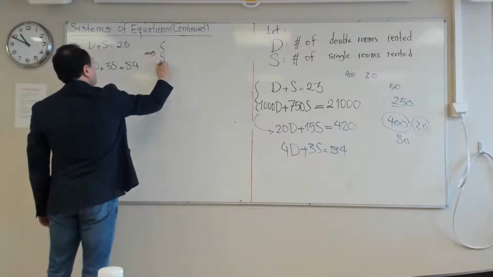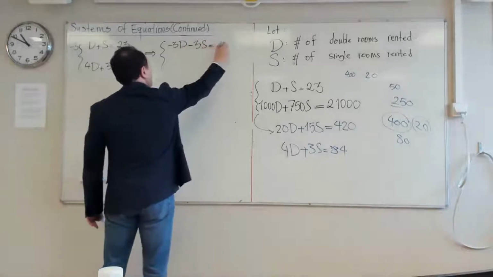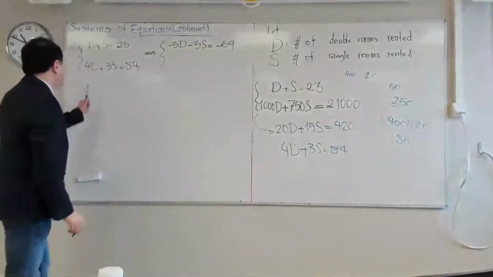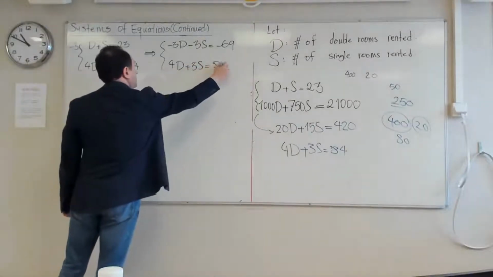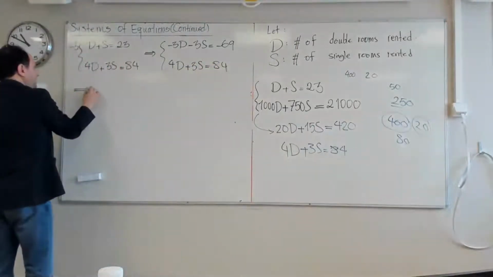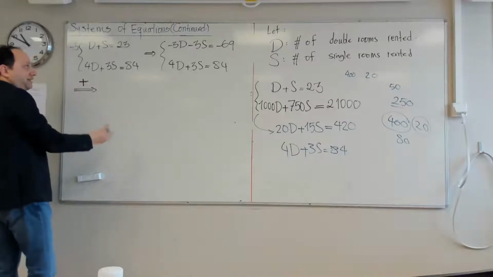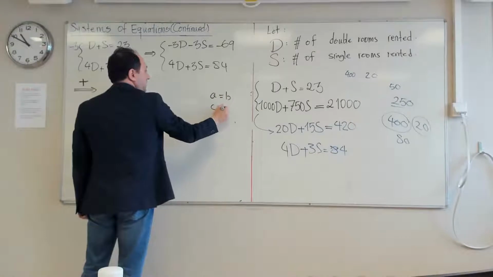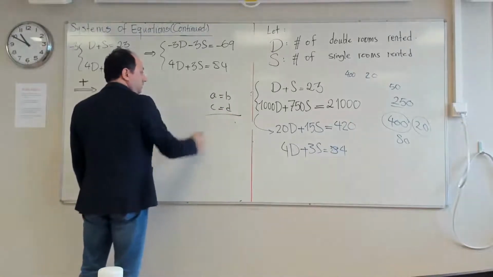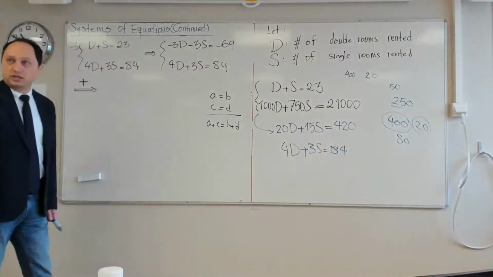This becomes -3d minus 3s equals -69, and then here I have 4d plus 3s equals 84, and I add them side by side. I want you to understand the logic. You need to understand these are plausible steps, not because I'm your teacher telling you to add them side by side. Because if two numbers A and B are equal, and C and D are also equal, it's completely logical to conclude that the sum of these two should remain the same. So I'm using this fact.